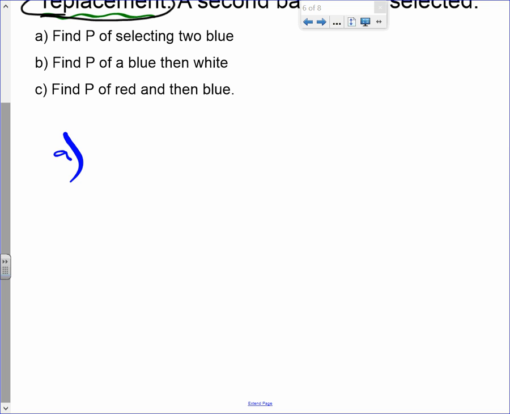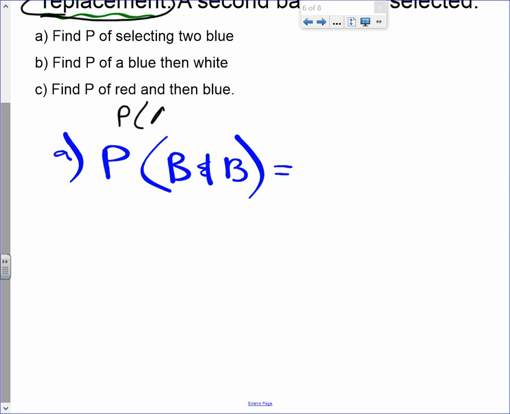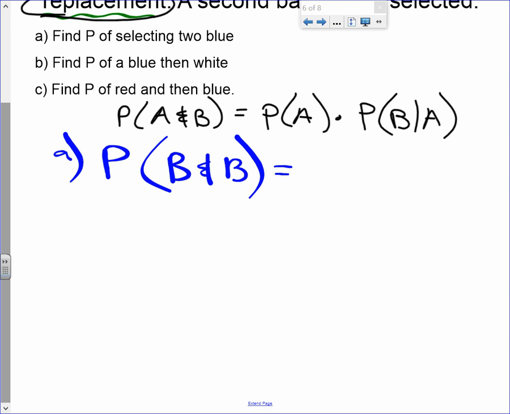So here's A. Find the probability of selecting 2 blue. I'm going to put B and B is equal to, here we go. I'm going to follow the formula. Remember, the formula really says this: the probability of A and B equals the probability of A times the probability of B given that A happened. Remember that bar from yesterday we talked about? That means given that. I'm using this formula now, but with the 2 blue balls.